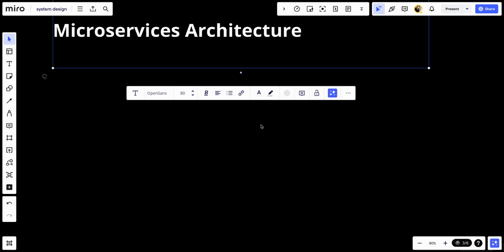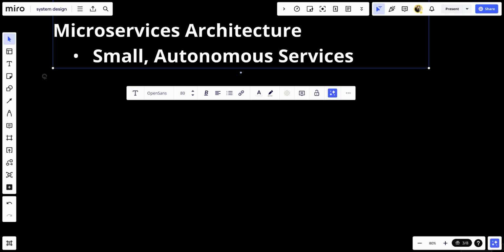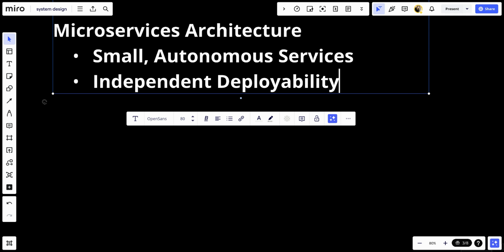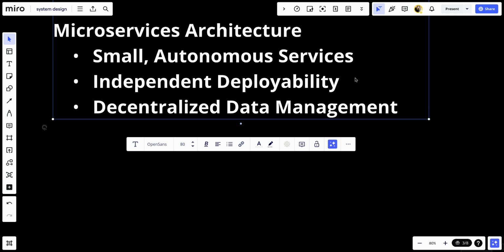Let's talk about the characteristics of the microservice architecture. Each microservice is focused on a specific business function and can be developed, deployed, and scaled independently. Second, we have independent deployability. Services can be deployed without affecting the entire application. Number three, we have decentralized data management. Each microservice manages its own database or data store.